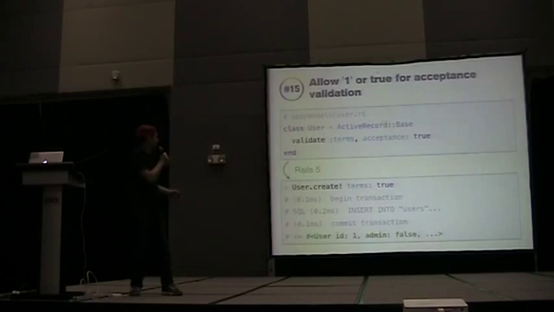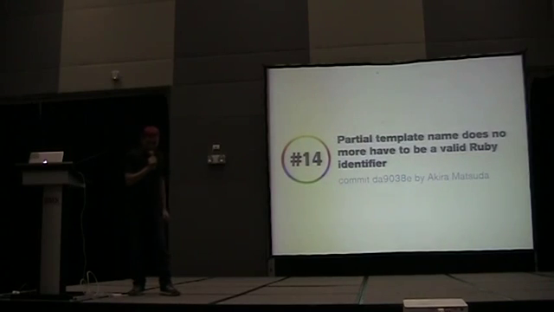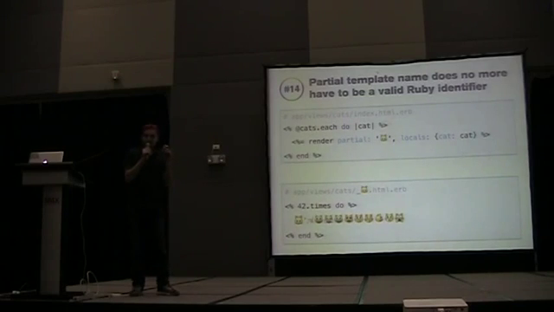Number 15. Okay, number 14 by Akira Matsuda, somewhere here. Let's see. Anyways, I have to admit I haven't actually used this in production, but I think this is really cool if you want to convince your co-workers that they need to upgrade to Rails 5. So up to Rails 4, the file names of your partials had to be valid Ruby identifiers, so underscore, and then you cannot start with a digit, or for instance, you cannot use emojis. In Rails 5 you can.